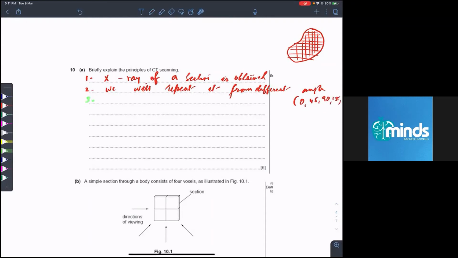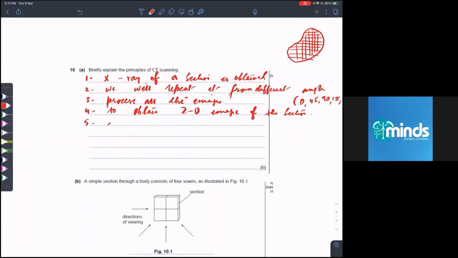Number 3, you will process all the images. Why? To obtain a 2D image of the section. It means that up till now we are dealing with one section only.